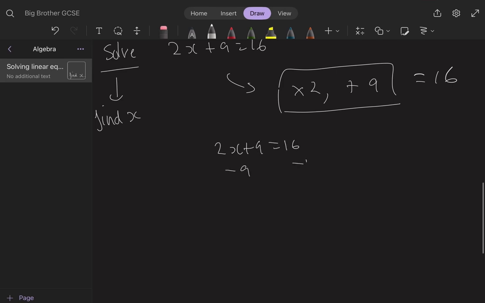Minus 9 from both sides. Always, if you're going to do it to one side, you must do it to the other side. This means that 2x is equal to 16 minus 9, which is 7. To find x, we must divide by 2 to both sides. 7 over 2, we know that x is equal to 7 over 2, which is 3.5.